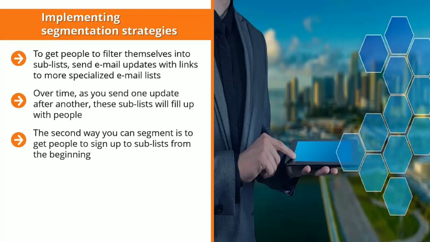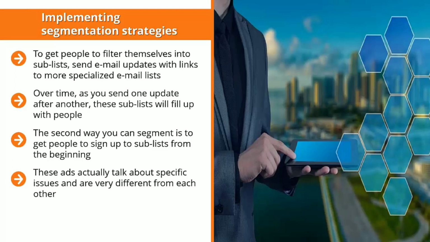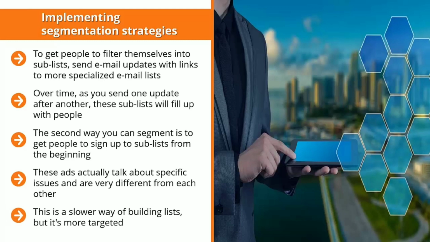The second way you can segment is to get people to sign up to sublists from the beginning. That's right, you're not starting out with a general list. Instead, when people go to your blog or your website, they see different ads for mailing lists. These ads actually talk about specific issues and are very different from each other. When somebody clicks on a particular ad, they sign up for a list that only talks about the issues raised by the ads. They also only offer incentives that address tightly defined specific issues. This is a slower way of building lists, but it's more targeted. With everything else being equal, the slow growth rate of your mailing lists can be offset by the higher sales conversions of people signing up to those specialized sublists.